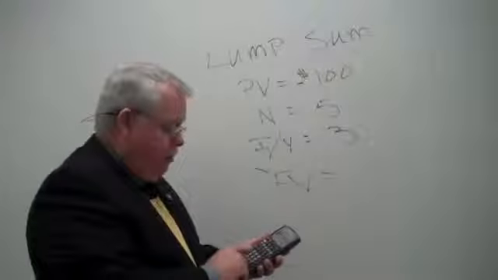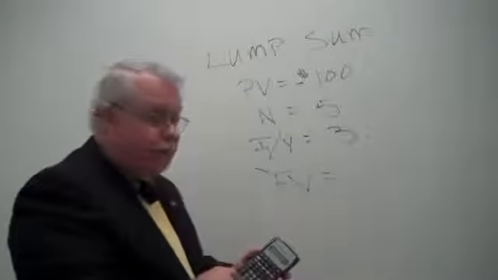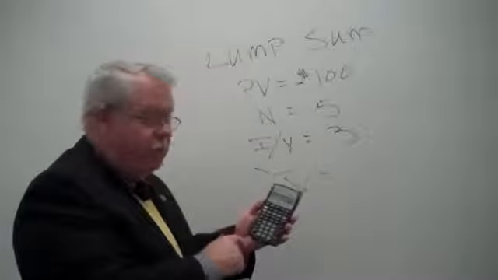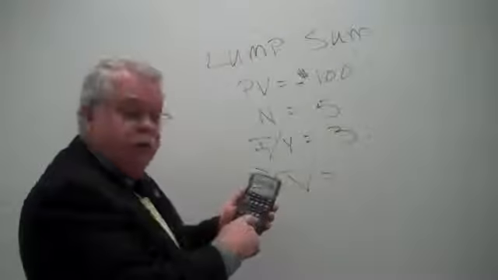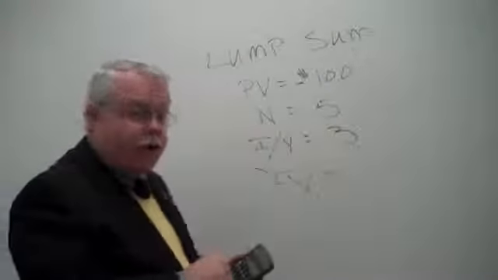So let's do the calculation real quick. I've got negative $100 for present value. I've got 5, and then enter N. Then I've got 3, press 3, and then press I/Y, the interest rate per year.